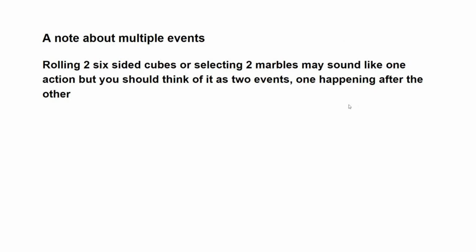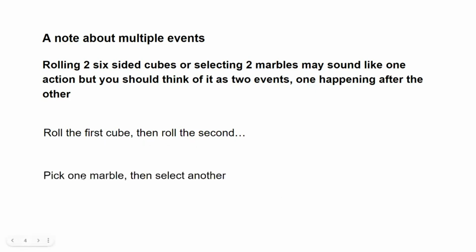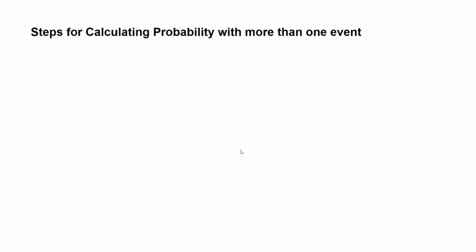One is happening after the other. So for the cubes, we think about rolling 1 cube, something's going to happen, and then we roll the second one. That's how we get those 2 probabilities that we're going to multiply together. With the marbles, the same thing. We're going to pick one, and then we're going to pick the second one, even though it says selecting 2 marbles. So, as I said before, roll the first cube, then roll the second. Those are the 2 events. Pick 1 marble and then select another. 2 events.